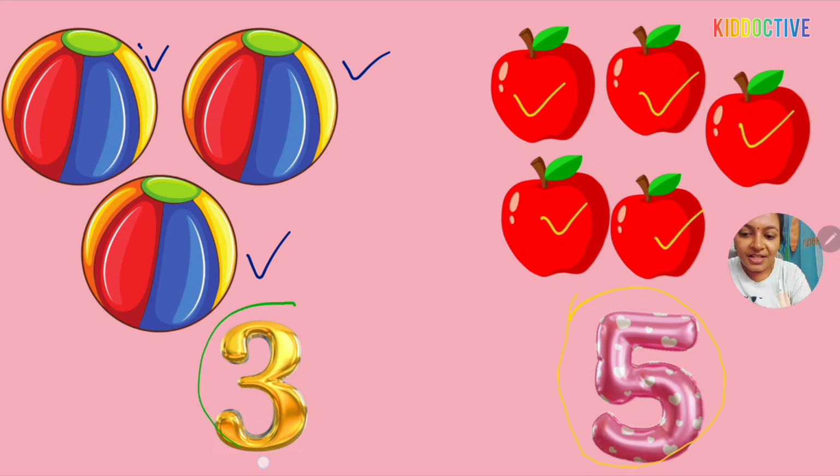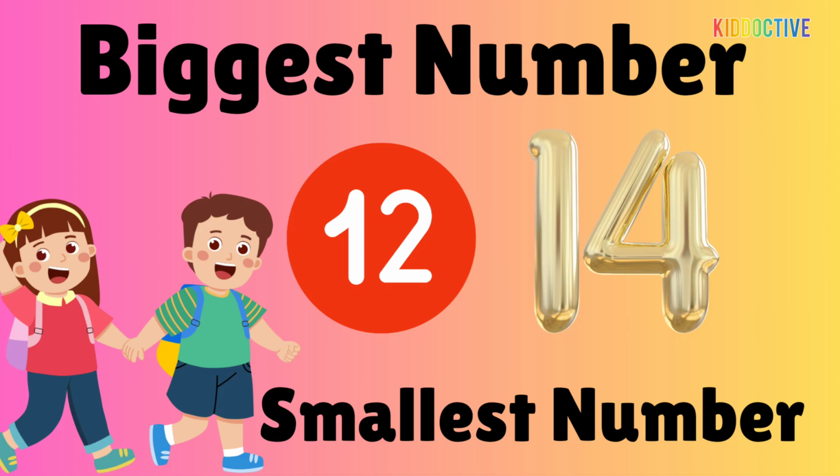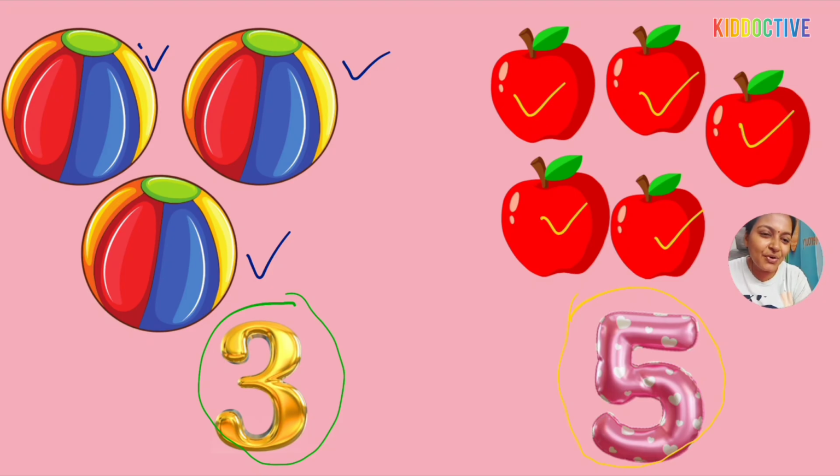and 3 here. So which group is having more objects? By looking at the picture, you are going to tell me which group. Yes, the second group of apples having 5 apples. So it is more. So in today's video, we are going to learn the biggest and the smallest number concept. Okay? So let's start the video.